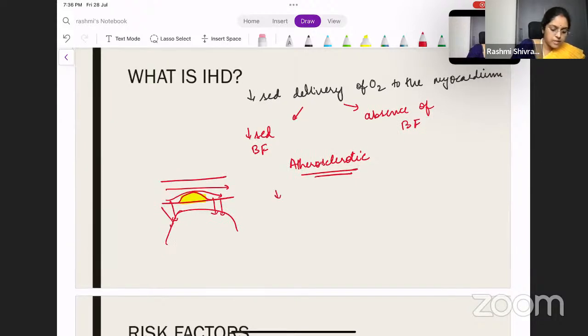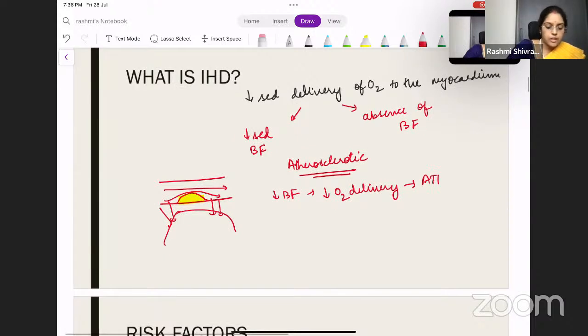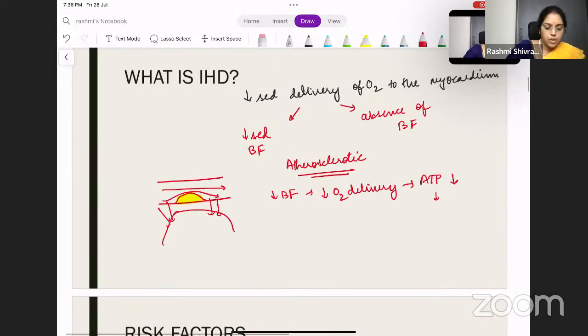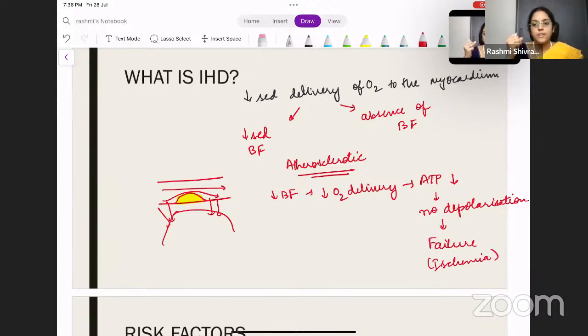So if there is decreased blood supply, what happens? Decreased oxygen delivery. When oxygen delivery is less, the ATP produced is less. When there is no ATP, there can be no depolarization of the muscular cells, of the neurons there. So what happens? There is failure of the muscle to contract, or there is ischemia.